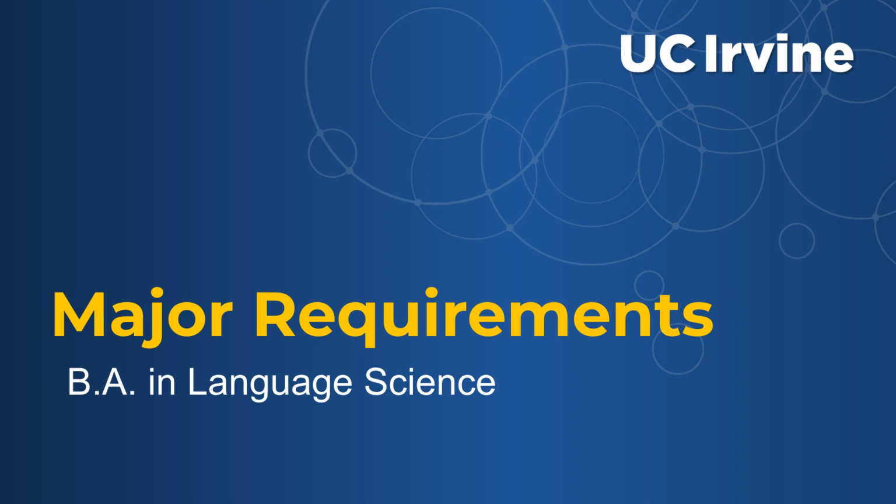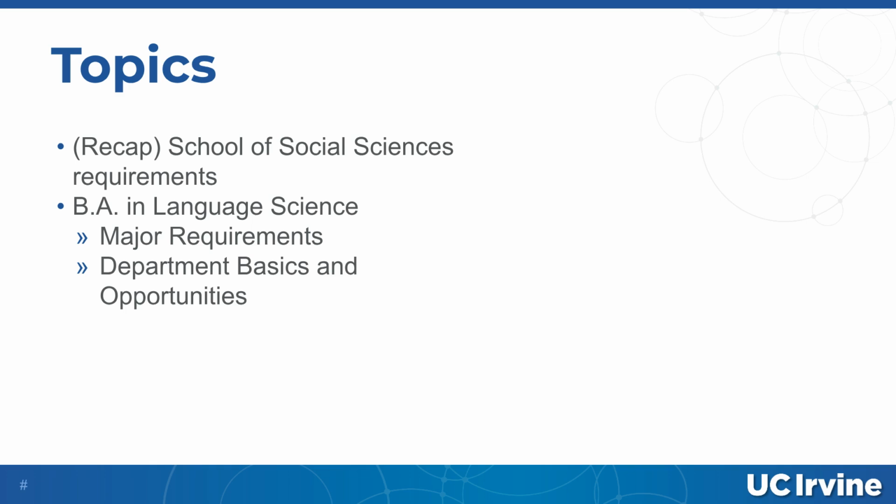Welcome to this video on the major requirements for the Bachelor of Arts in Language Science. This information is intended to provide students with a clear understanding of the coursework and requirements needed to complete the major. We will begin with a recap of the School of Social Sciences requirements before moving into the specific requirements of the language science major. We will also cover departmental information and available opportunities within the department.